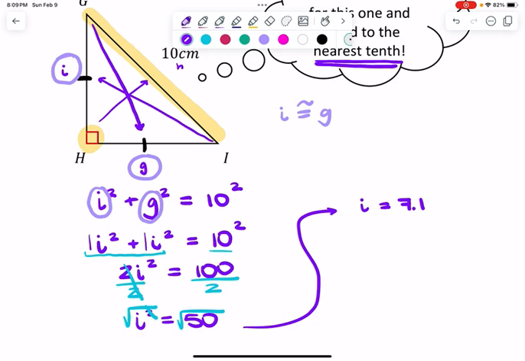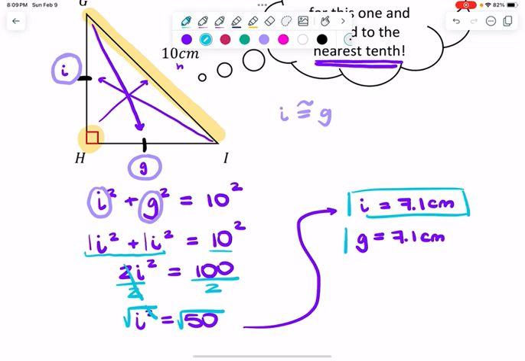Again, I need to go back and say, look, what are my units? My sides were measured in centimeters, so my new side I've calculated is measured in centimeters. So I know what i is. And because I know I and G are congruent, meaning they're the same shape and the same size, g will also be the exact same number.